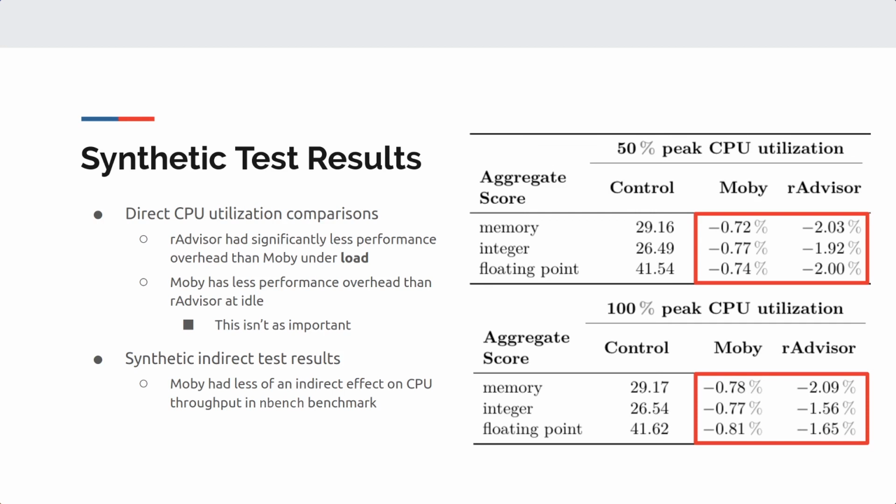The benchmark produces a set of aggregate scores for memory, integer, and floating point index. Both under 50% and 100% peak CPU utilization, Artvisor performs slightly worse than Moby, though we have ideas as to why this is the case.